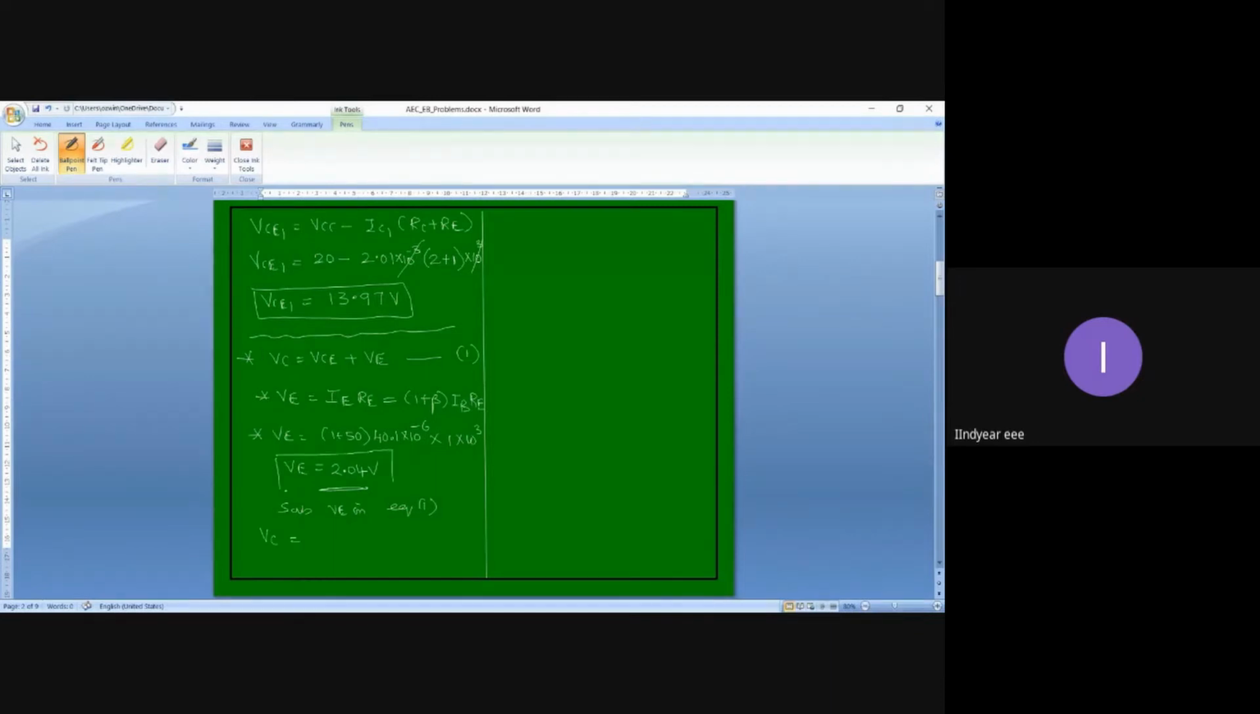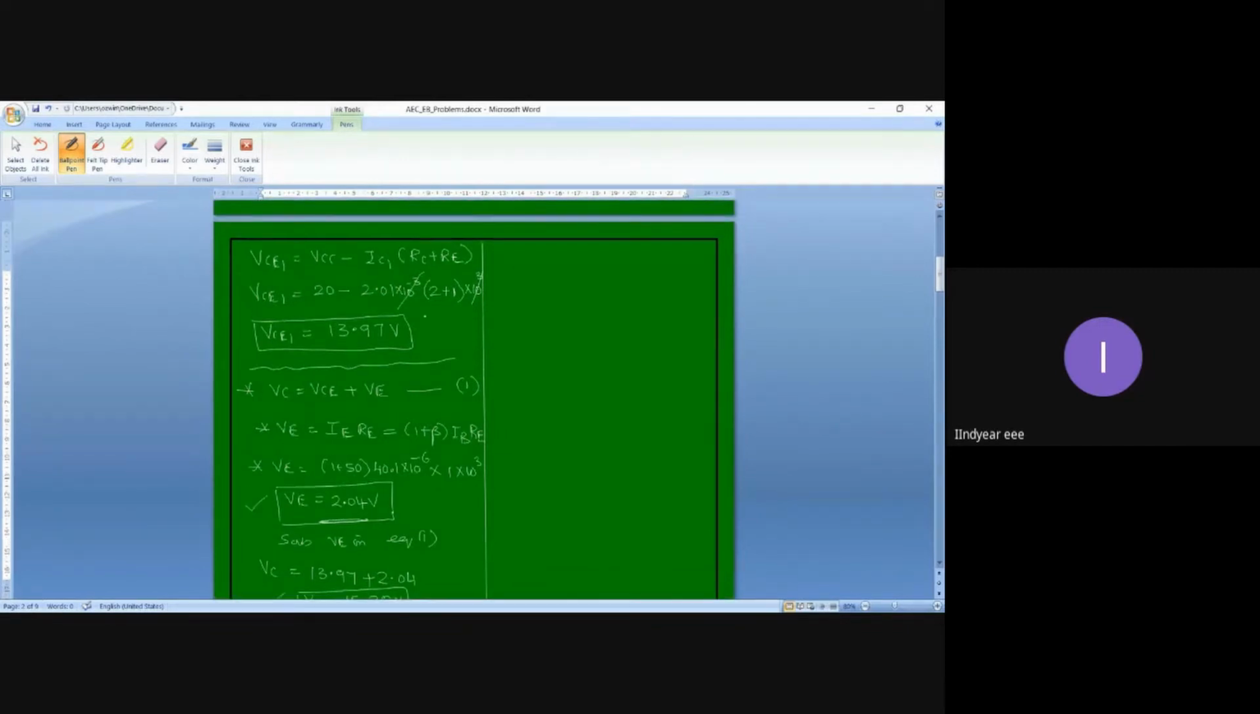Let me put it inside a box. VC is VCE plus VE. VCE you have already found for beta equal to 50, that is 13.97, plus 2.04, so VC is equal to 15.98 volts. So that's your VC. You have found VE, you have found VC.